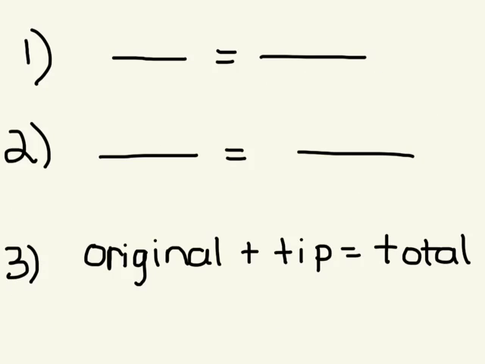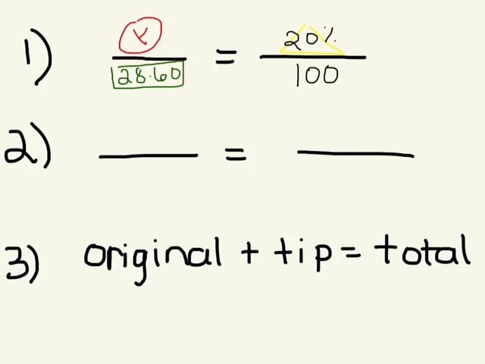All right, so let's give this a go. Our meal was $28.60. That was our whole, right? So you should have squared it. My whole is $28.60. And I want to leave a 20% tip, so you should have triangled that. I know my percent is always out of 100. And I'm looking for my part, which is a tip, right?